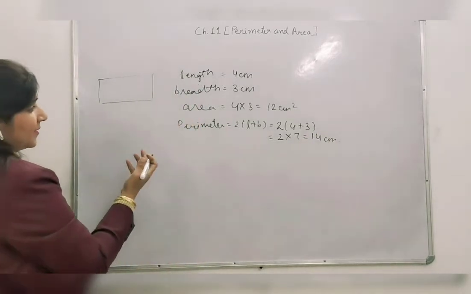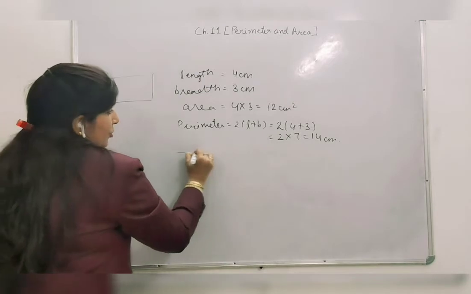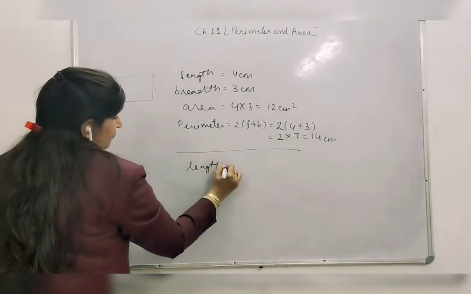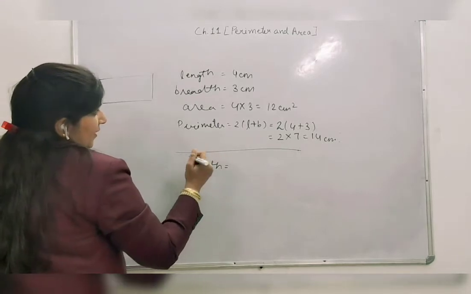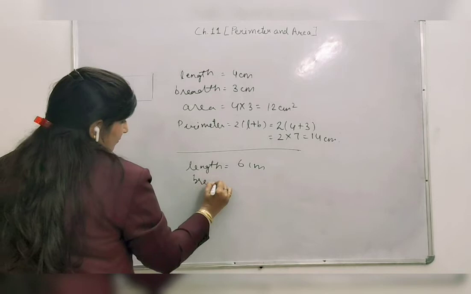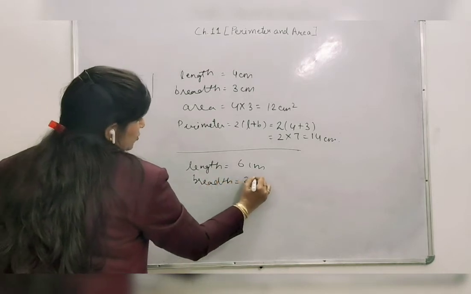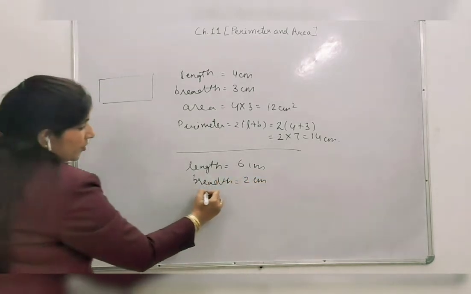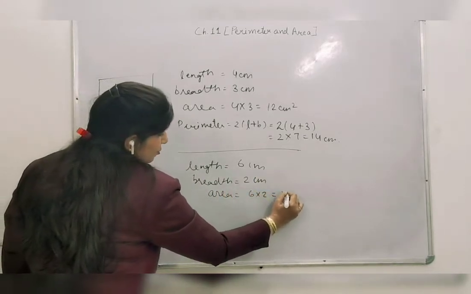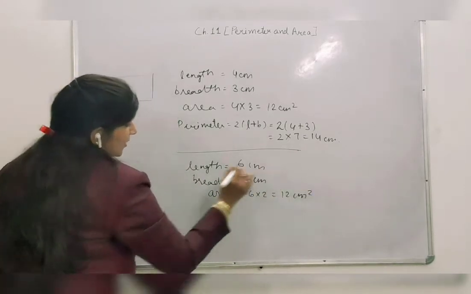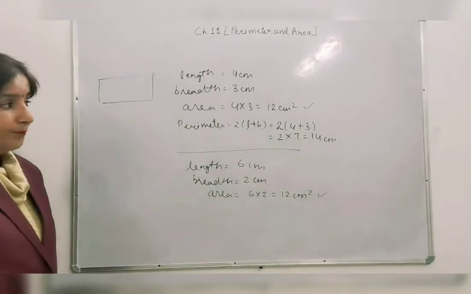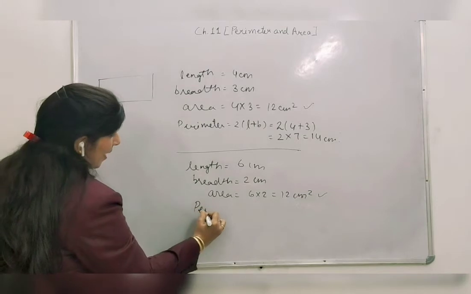Now let us take a new length for the new rectangle. I am taking the length as, let me take it 6, okay, and the breadth I am taking is 2 centimeter. Now what is the area? Length into breadth, 6 into 2 equals 12 centimeter square. Now you can see in this case the area remains the same, but let me see about the perimeter.